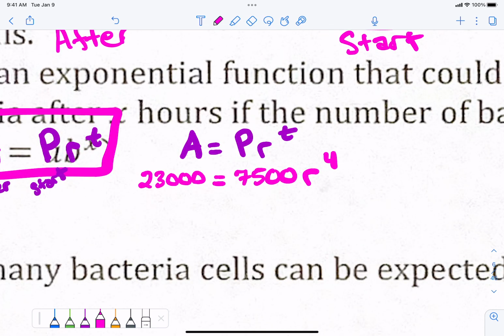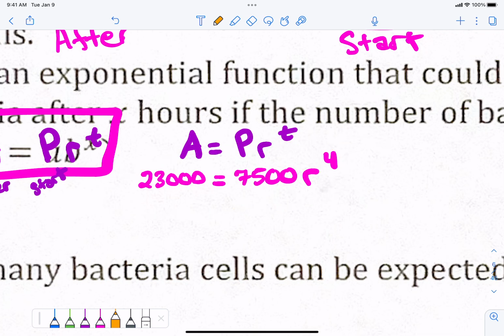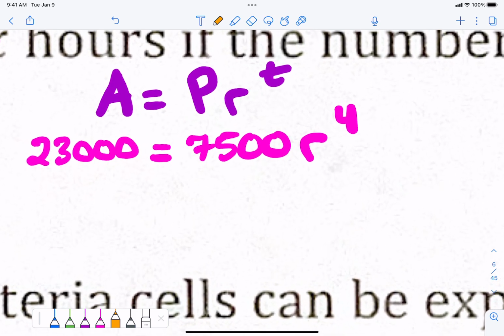Now, they tried to trick you just a little bit because this is technically not an exponential function. This is technically a polynomial, right? Because R to the 4th power is not, the exponent isn't up here, right? This is not an exponential function technically, okay? We're going to solve for R.